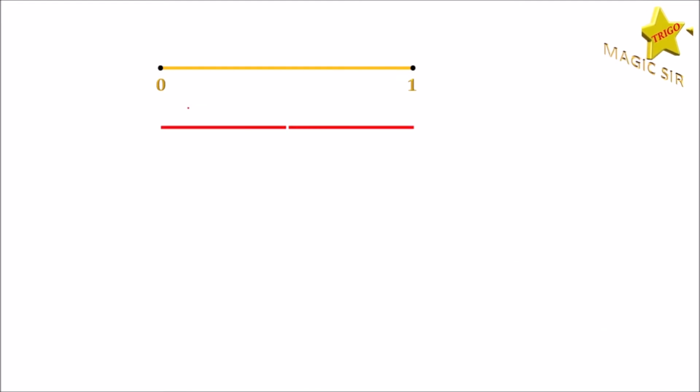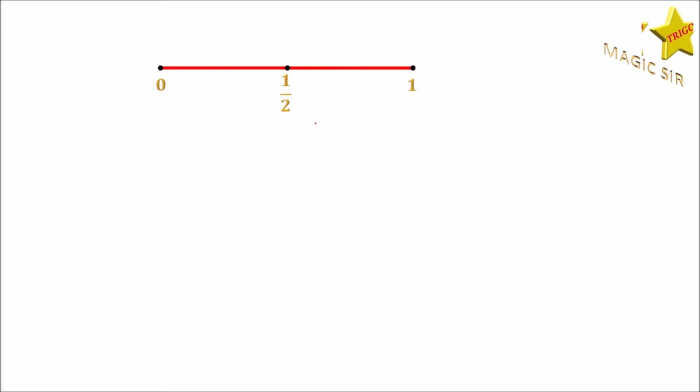Suppose the length of the line segment is 1 unit. We write 0 here and at the second end we write 1. If we cut this line segment into two equal parts, the length of each part is half unit. So we write 1 upon 2 for the first part and 1 upon 2 for the second part. And we write 1 upon 2 here. And joining the second part it is 1.